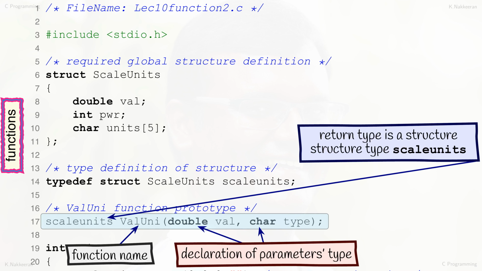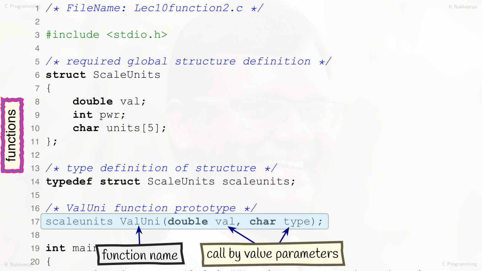Line 17 is written for the prototype of the function named valUni that receives two values of type double and character and returns a structure of type scale units. The valUni function can be invoked with the device value in double precision and a character that represents a device type as either resistor or inductor or capacitor.